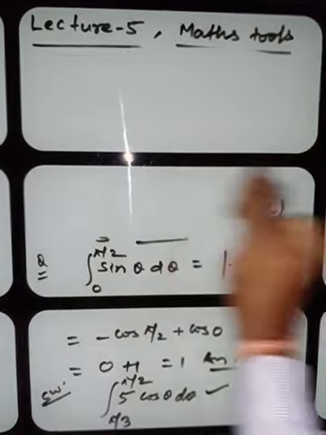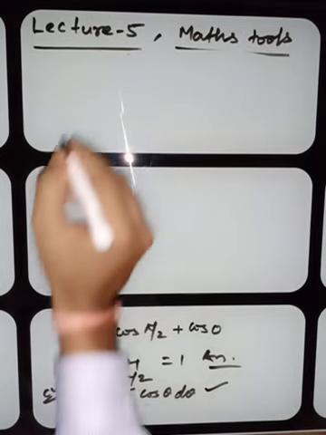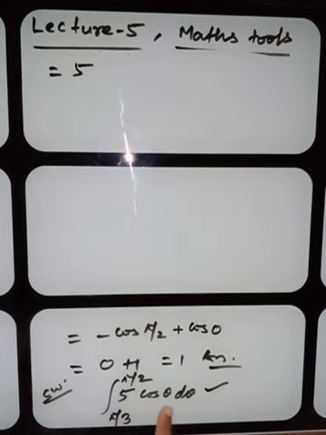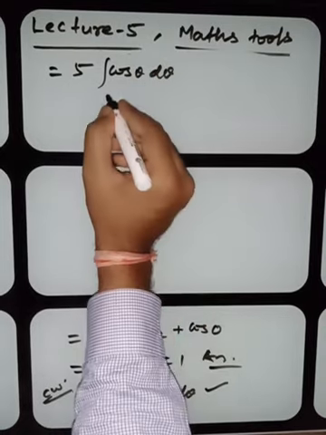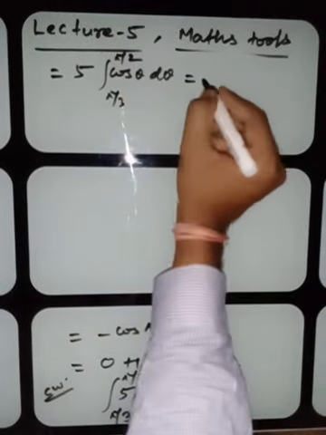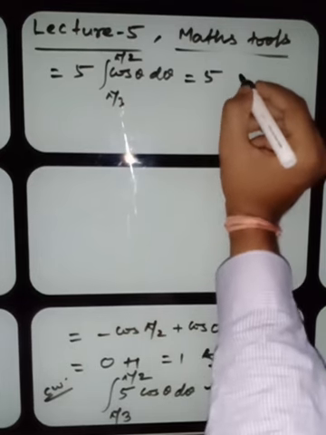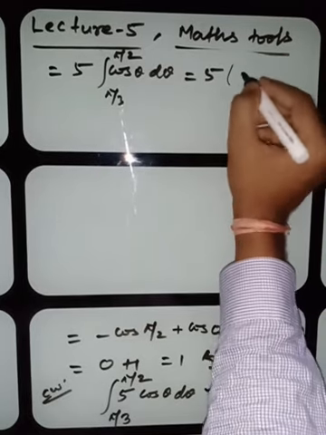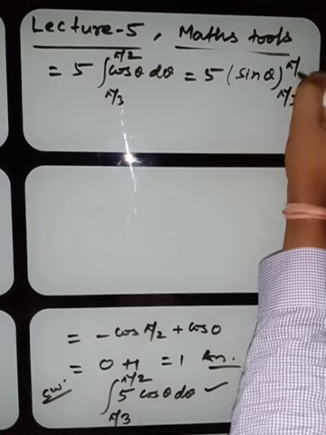Okay, now let me solve. Look here. The 5 will be taken out of the integration, and the integral of cos theta d theta from pi by 3 to pi by 2. Now here, 5 cos theta, the integration of cosine of an angle is sine of the angle. Am I right? Yes. So this will be sine theta from pi by 3 to pi by 2.